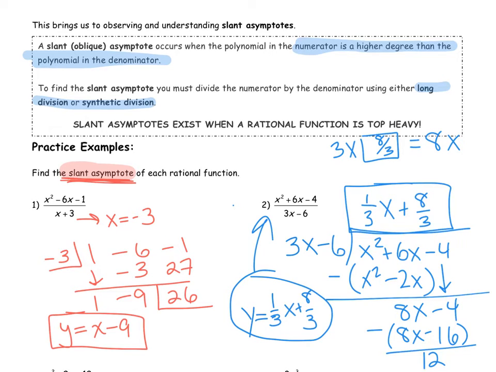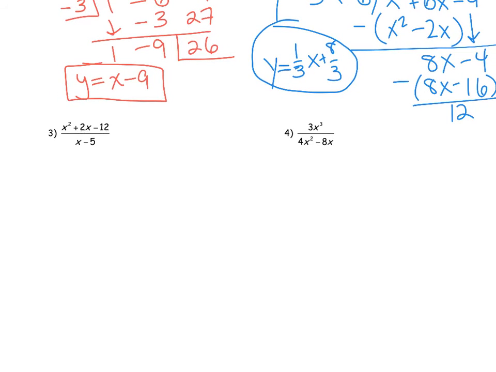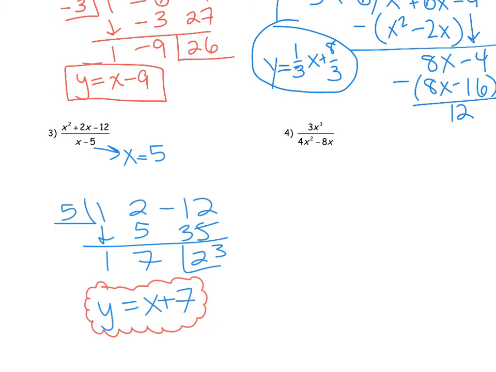Why don't you try number 3 and then we're going to move on. So I would pause the video here and give number 3 a try. All right, so for number 3, hopefully you got y equals x plus 7. Again, you can take a look at the work up here. I just performed synthetic division on my 2 polynomials. All right, let's move on to the next page, which is page 13.